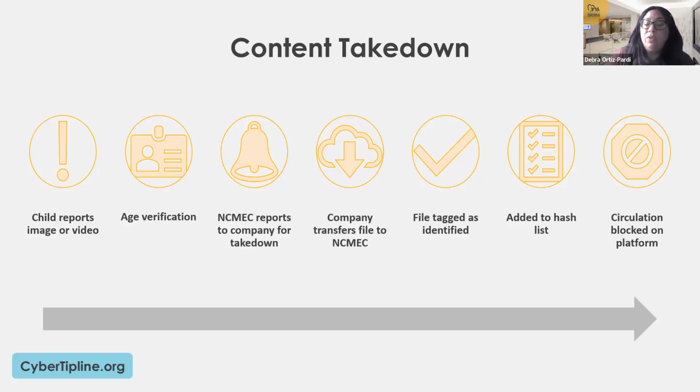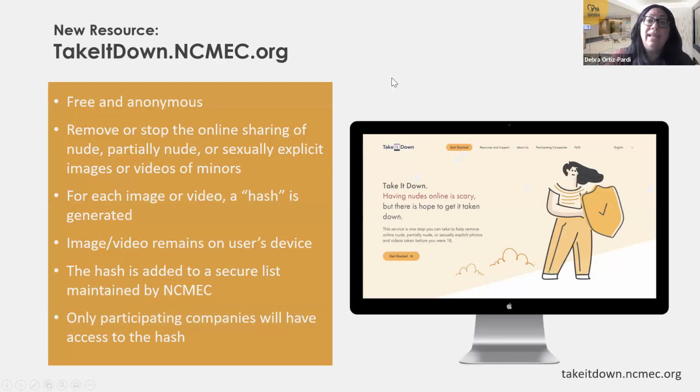So to give them another option, we have a new resource called Take It Down, which will help children and adults to report any nude, partially nude or explicit images that depict them as a minor. What it does is it takes the hash value, so it's basically a digital fingerprint of that photo or video, and it places it on a database that is then shared out with partnering internet service providers, who will then flag those images for removal. So it's an anonymous way to be able to have content proactively removed from the internet.